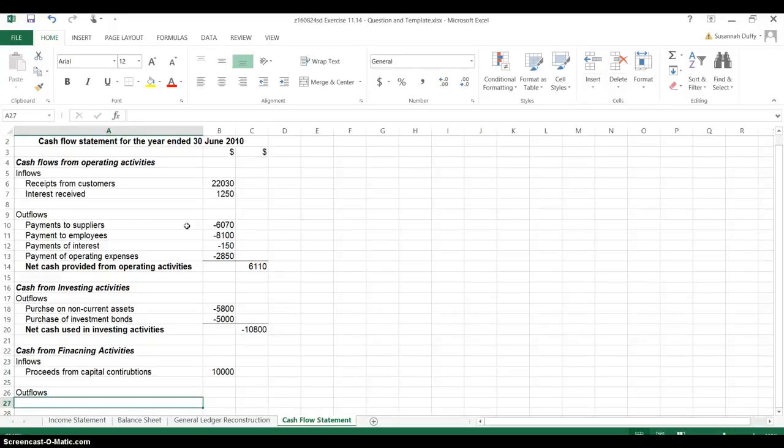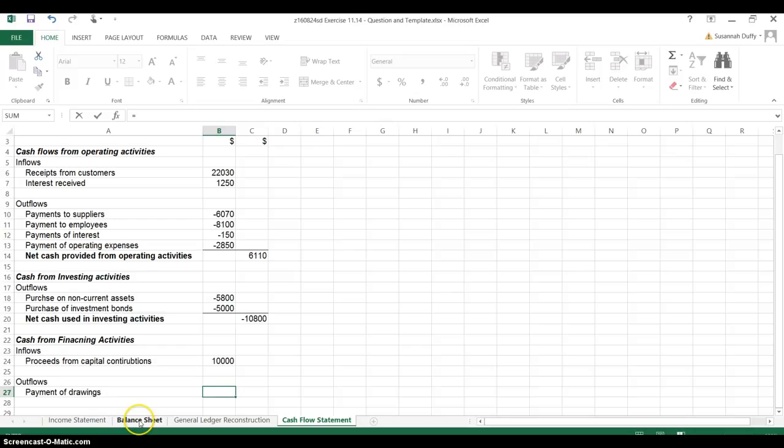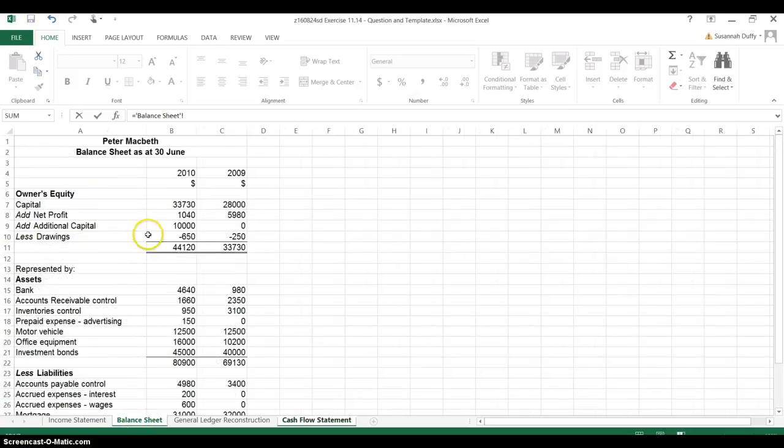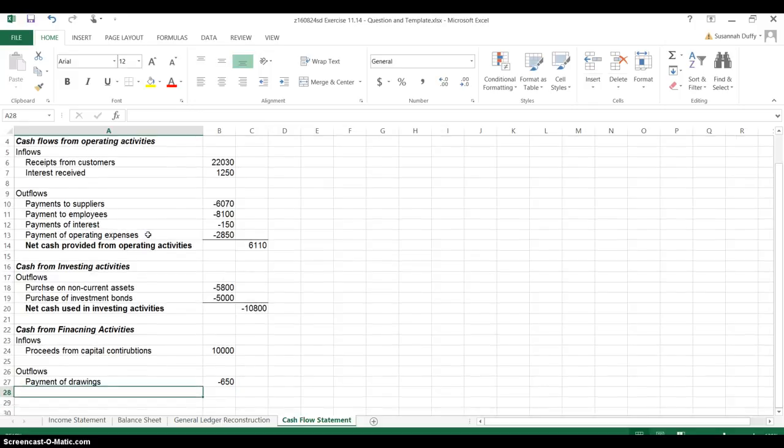So for outflows, we're looking for drawings. And drawings. And again, you must remember to indent these if you can. And drawings is really easy. We just go to the balance sheet, find where drawings is, and put that figure in. It's already got a negative in this one, so we can leave that. But if it wasn't shown as a negative on the balance sheet, you would need to make that a negative. Okay. And we already talked about the fact that there is a mortgage, so that would be payment of borrowings.